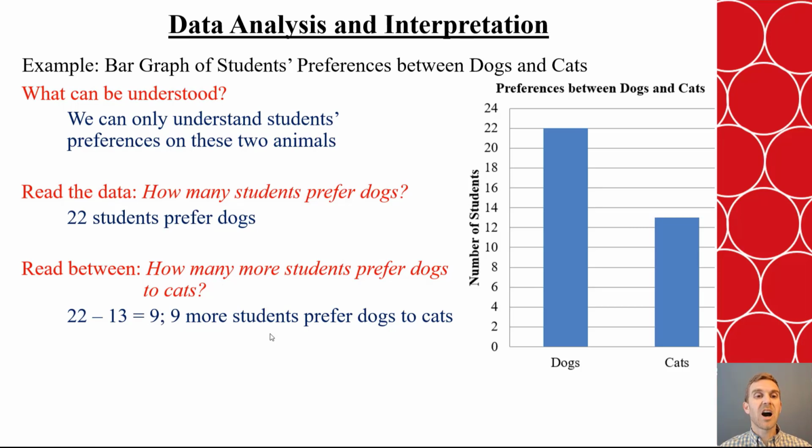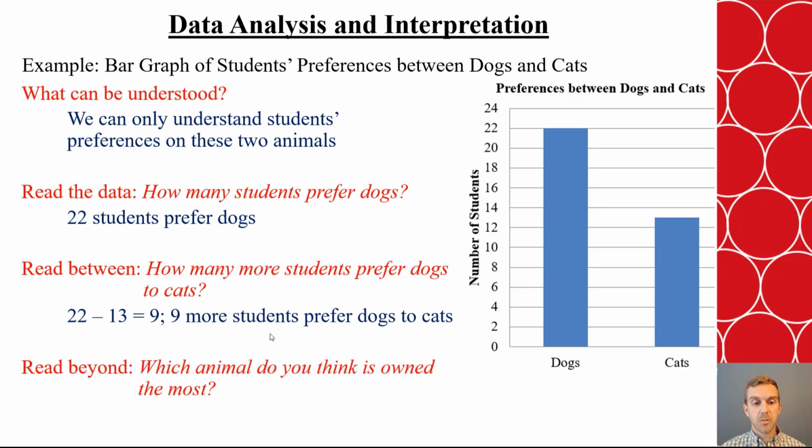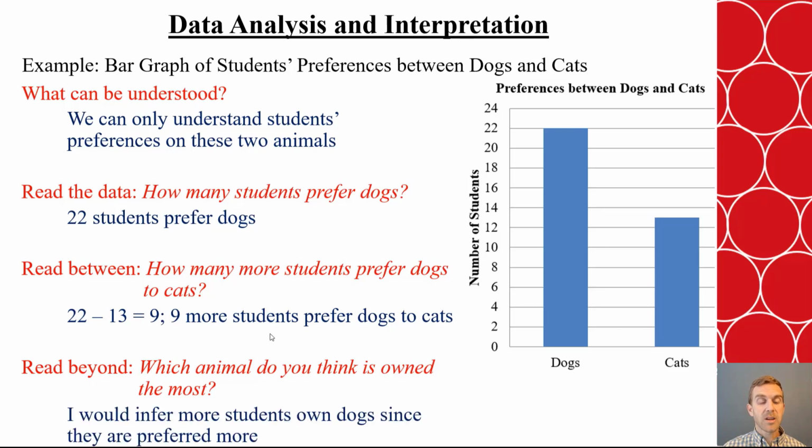Now, reading beyond the data, we're trying to infer about the population or make some prediction based on this data. So maybe a beyond question can be, which animal do you think is owned the most? Because this is about their preference, not about their ownership. So maybe we say that I would infer more students own dogs since they are preferred more. It may or may not be true unless we go back and get further data, but it is likely a good inference we could make beyond what we know.